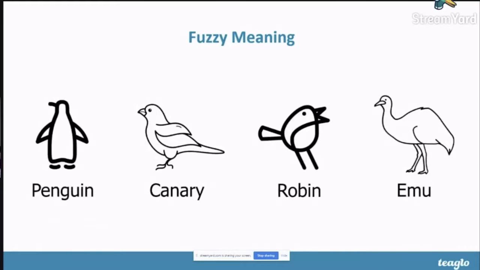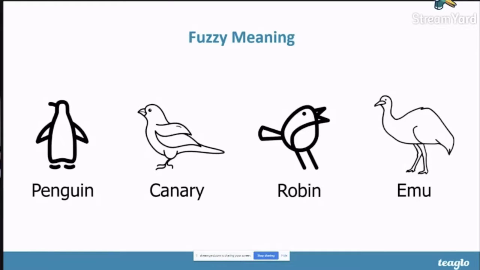Alternatively is the fuzzy view. A fuzzy view of a concept suggests that there's no firm meaning that we can assign to it, and it has loose boundaries and fuzzy edges. So, in the examples of a concept, there can be varying degrees of an example.